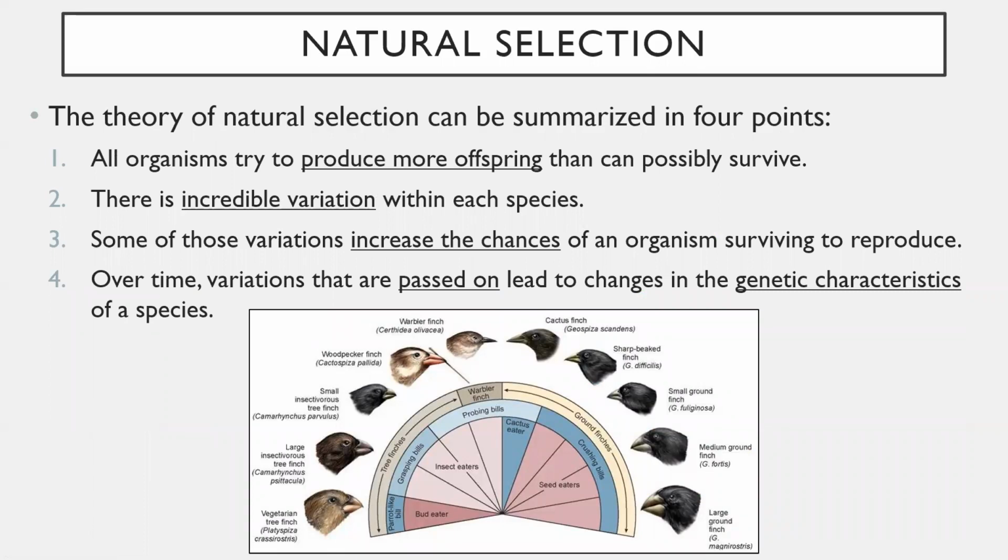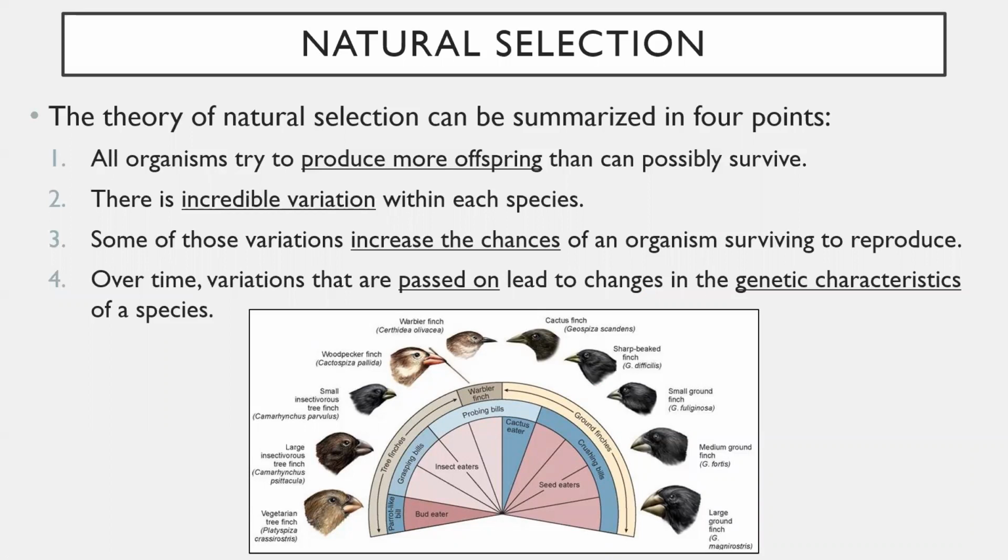Point number 1 is all organisms try to produce more offspring than can possibly survive. Now, human beings, of course, are an exception to this. We're very civilized. We've come to a point where we don't need to do that. In the distant past, humans followed this as well. Humans would have several offspring. Many of the offspring would not make it to adulthood, and that's why humans would have so many offspring, because they wanted to have more than would possibly survive to maximize the chance that some of them make it to adulthood.